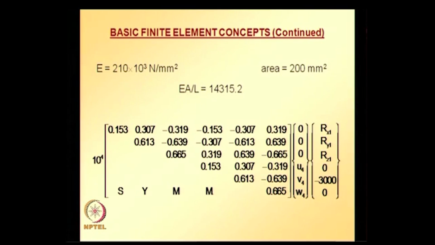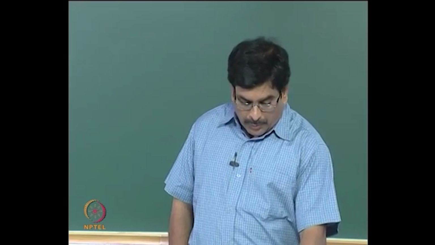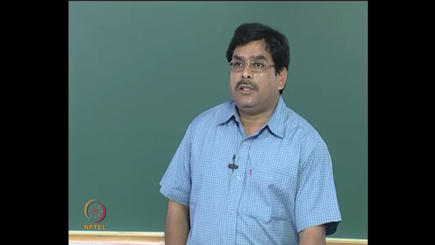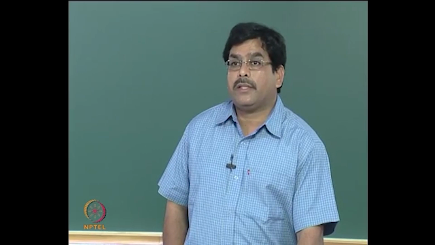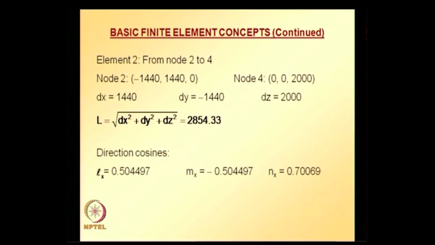A similar process can be repeated for element 2 and element 3. For element 2, local node 1 is global node 2, and local node 2 is global node 4. So, using this information, again all units are in millimeters, we can calculate dx, dy, dz using the differences between the spatial coordinates, and the length of the element and direction cosines can also be calculated.